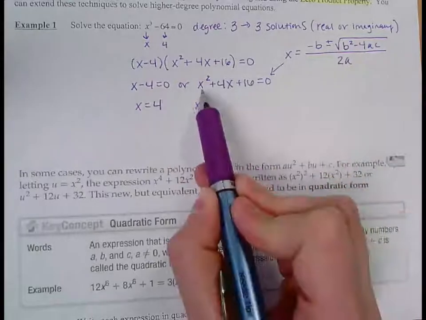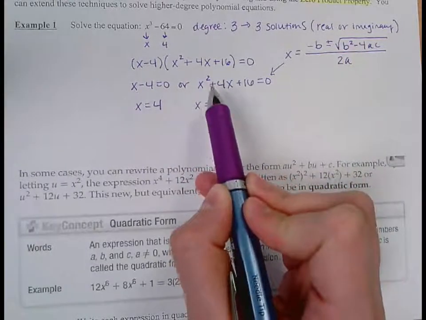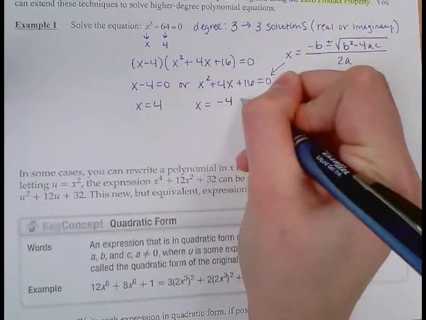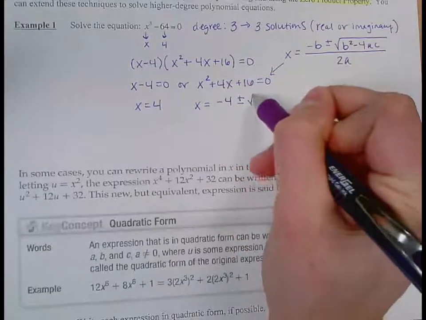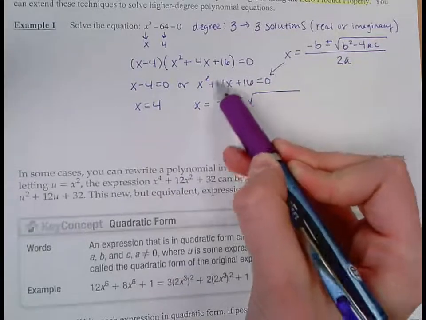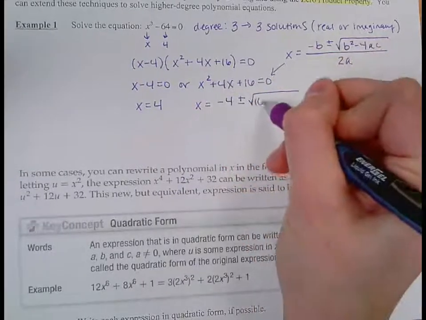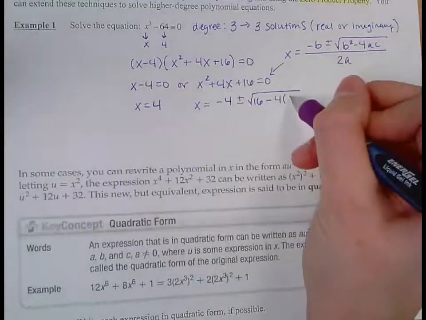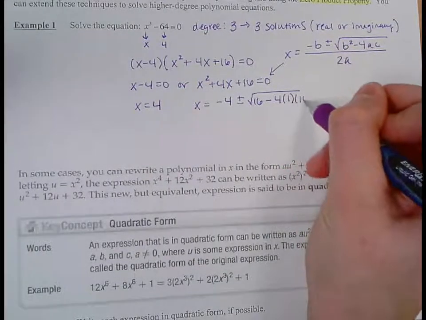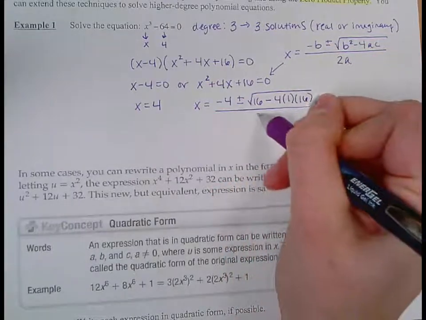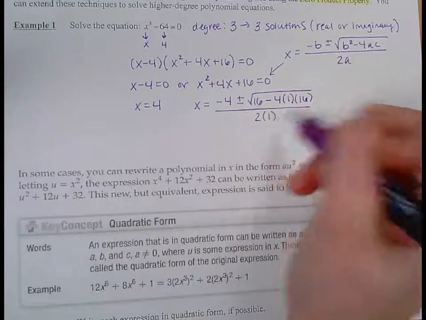So applying that to this quadratic equation, my b value is 4. So the opposite of b is going to be negative 4 plus or minus the square root of b squared. So I'll just solve that right away. 4 squared is 16 minus 4 times a is 1 times c is 16. And that's all over 2 times a, which is 1.